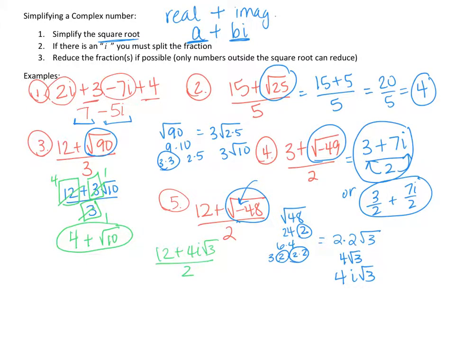At this point, I can try to reduce these. I've got a 12, I've got a 2, and I've got a 4. Remember, I can't do anything with that 3. So those can all reduce. That'll be a 6, a 1, and a 2. So I can have 6 plus 2i square root of 3. So now we see how to come up with a complex number, how to simplify just the imaginary, and then how to simplify a complex number in general.